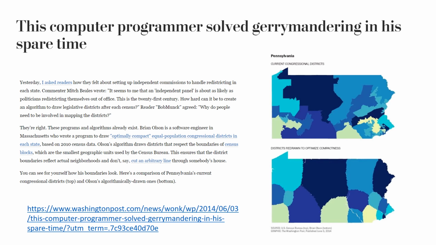As a geographer, this stuff comes off as completely ridiculous to me. It's not that you can't apply algorithms to improving these kinds of results, but the question here is why do people need to be involved in mapping the districts? There are really good reasons why people need to be involved in mapping the districts. Just because an algorithm spit this out doesn't necessarily make it a good solution.